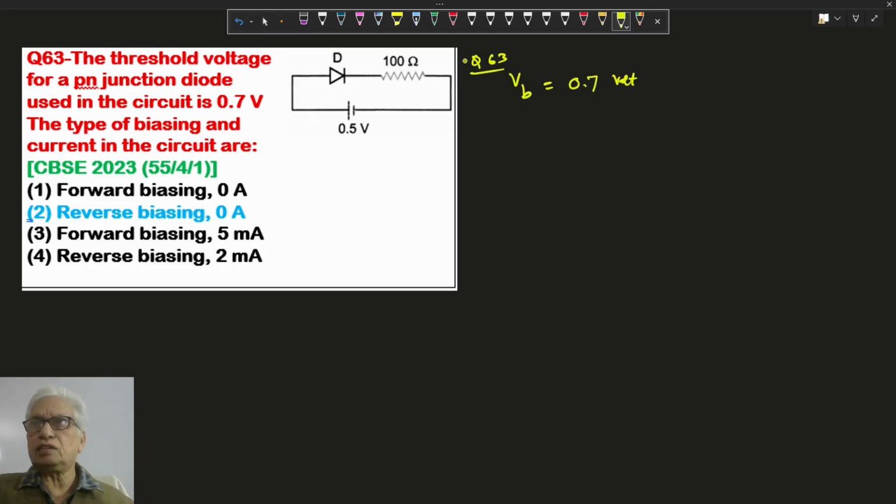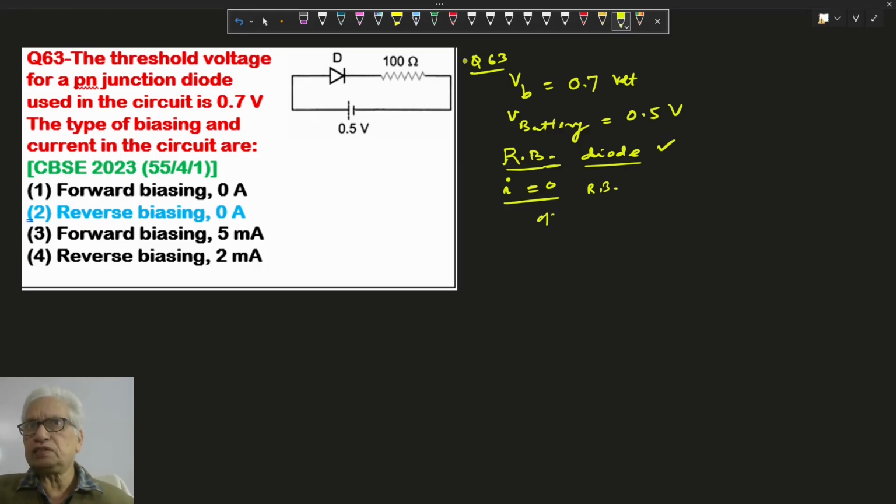In this question here, the diode barrier voltage is 0.7 volts, and the battery voltage here is only 0.5 volts. Means this is not sufficient to overcome the barrier voltage. That is why this circuit having the diode is now in reverse bias, and as it is reverse bias, it is not allowing current to flow in the circuit. Means all the battery voltage is coming across this diode, and there is no current in reverse biasing. Option 2 is correct.